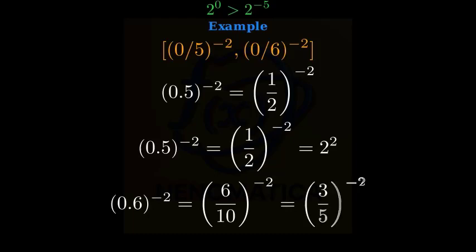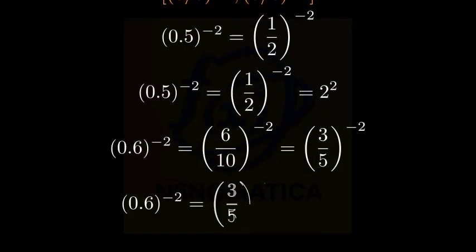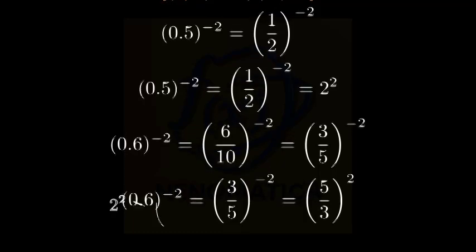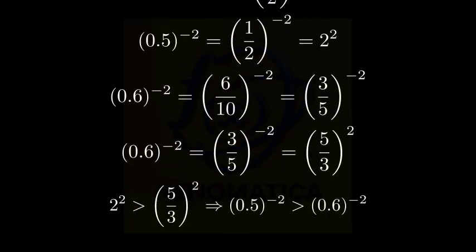Similarly, let's convert 0.6 to a fraction. 0.6 equals 6/10, which we can simplify to 3/5. So 0.6 to the power of -2 equals 3/5 to the power of -2. Using the negative exponent rule, this equals 1 over (3/5) squared, which is 1 over 9/25, which equals 25 over 9, or (5/3) squared.